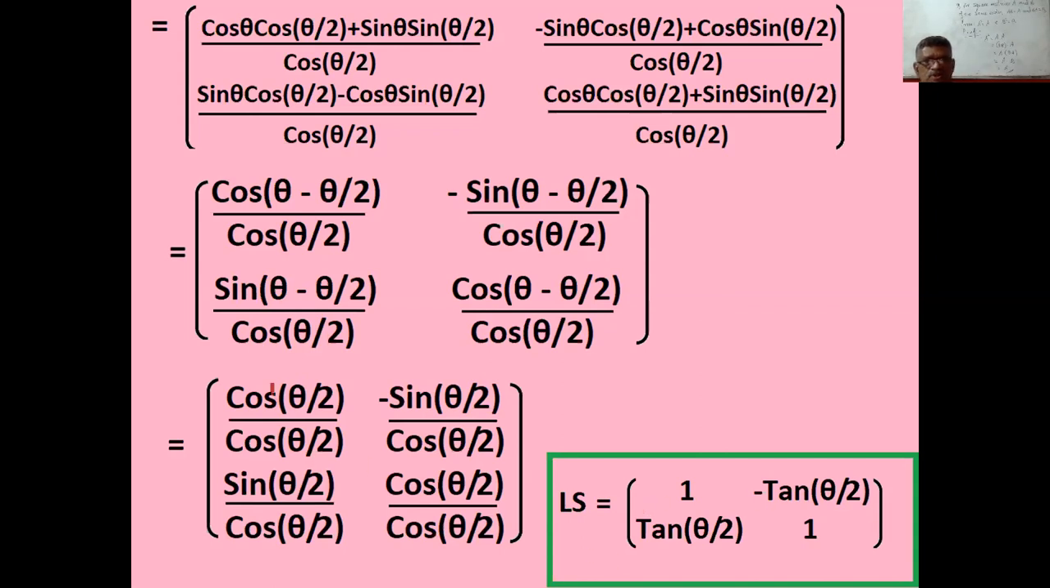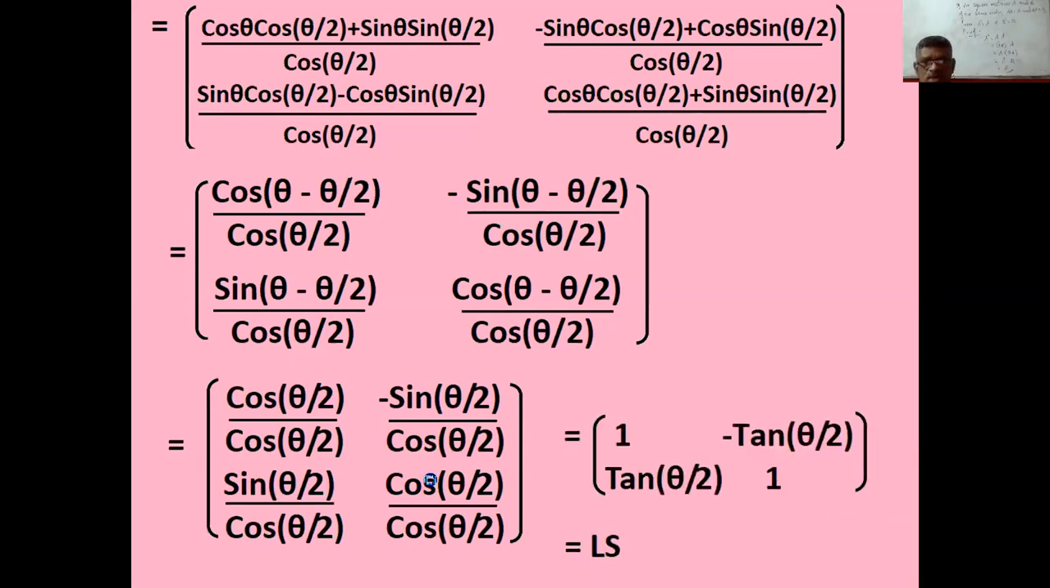We know first term is cos theta by 2 upon cos theta by 2. That is 1. Minus sin theta by 2 upon cos theta by 2, that is minus tan theta by 2. And this is sin theta by 2 by cos theta by 2, tan theta by 2. And this is 1. And hence you get the left side. We have already taken the left side earlier.